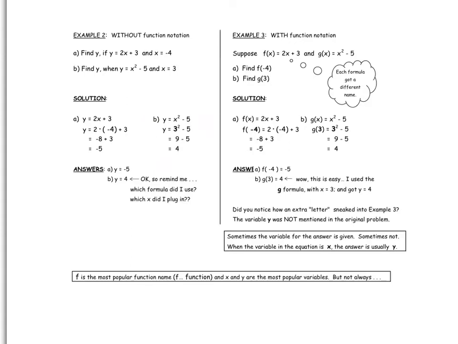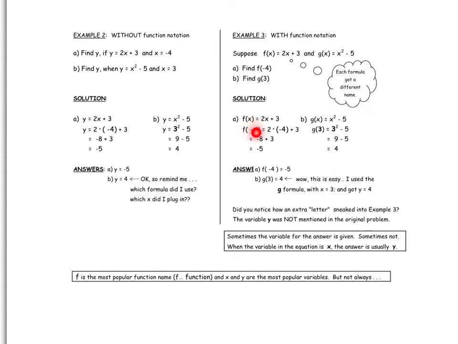If the problem you're working on takes a bit of time, then by the time you reach y equals 4, you may have to look back quite a bit to discover which formula you used and which x you plugged in. Example 3, however, is the same problem written with function notation. I first tell you that f is 2x plus 3, and g is x squared minus 5. Each formula got a different name because the formulas are different. Now in A, I'm asking you to find the value of f of negative 4, and in B, g of 3. So I wrote f equals 2x plus 3.